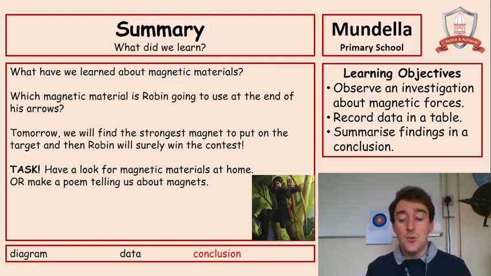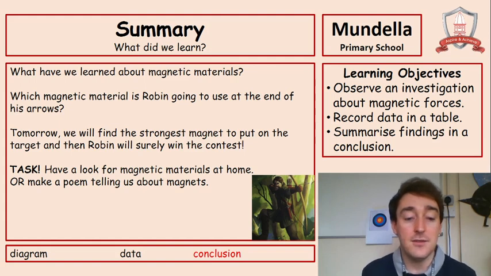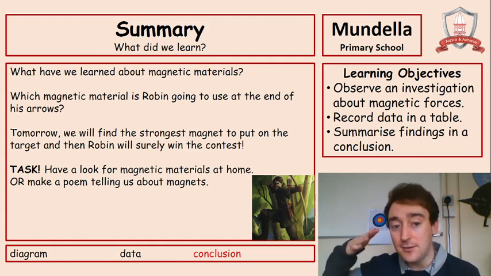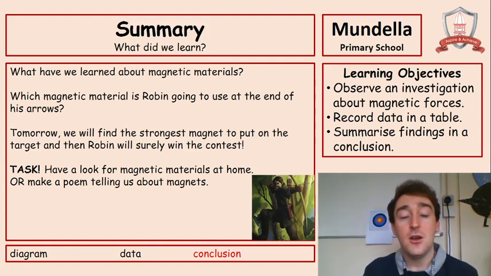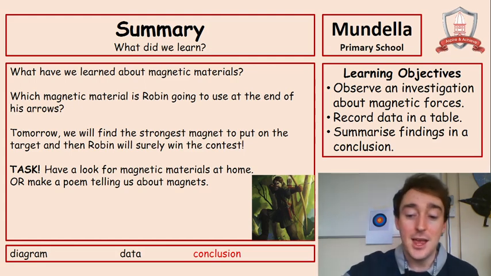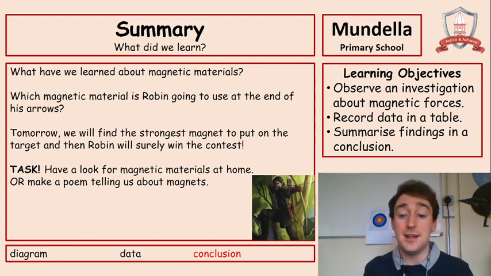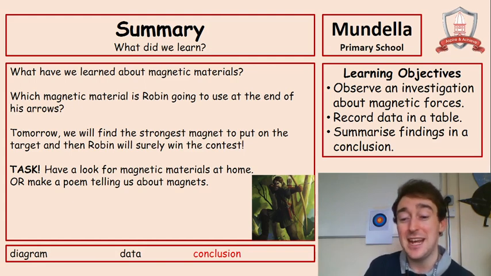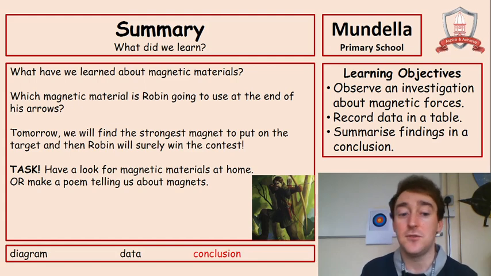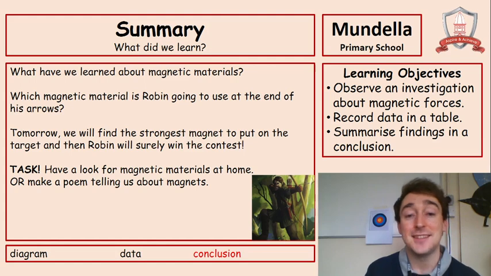So tomorrow, on the last day of the science week, we're going to find what the strongest magnet is to put on the back of the target, and then Robin's arrows with the magnetic material, he'll surely win the contest with those. Okay? Your task between now and then, if you have any time, try and find some objects at home, or even in class if you're here, that might be magnetic. See if you can find an even better material than the one that you chose for Robin's arrow. Or you could even make us a poem telling us about magnets. Right, tune in tomorrow and we'll find the strongest magnet.